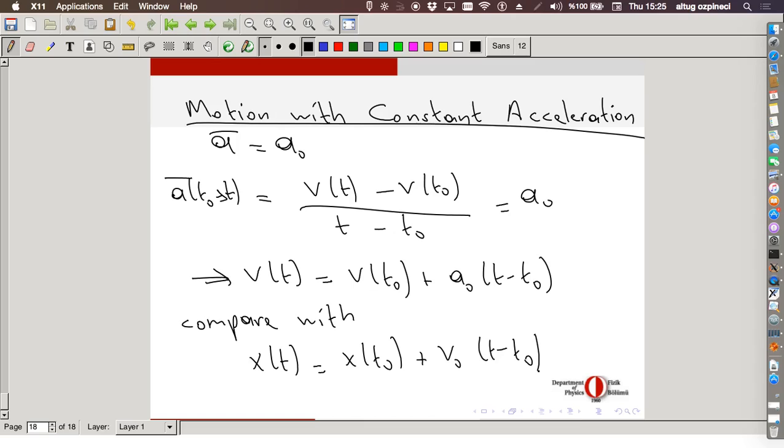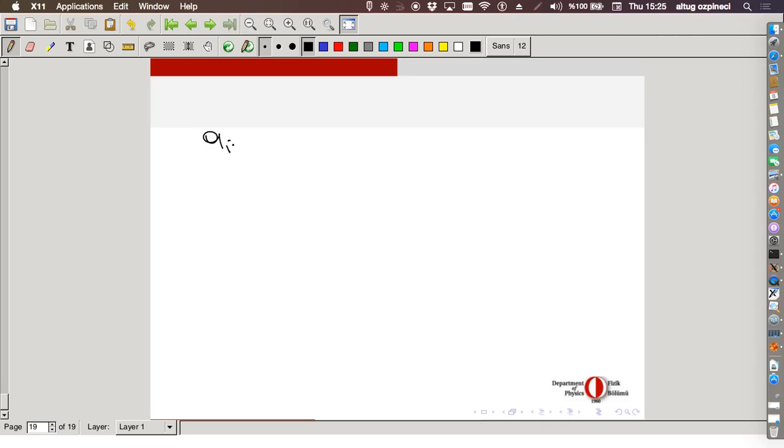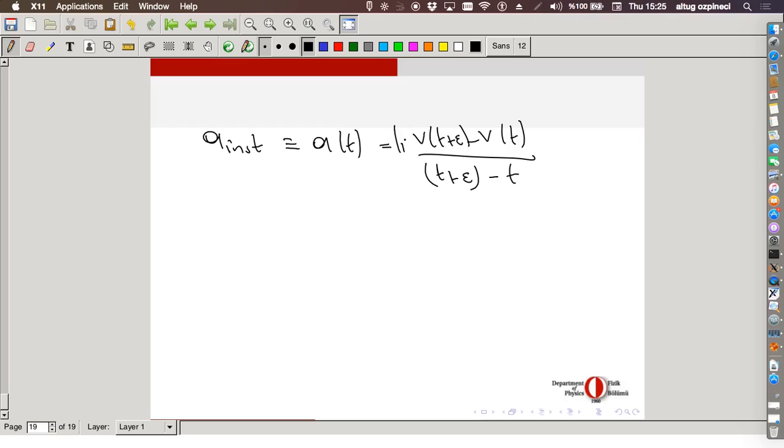Now of course we can define the instantaneous acceleration, or most of the time we will just denote it by a of t, the instantaneous acceleration at the time t. Again, we look at the velocity at the time t and the velocity at a time very close to t. You calculate the average between these two times and take the limit as the duration of this average goes to zero. This is how we define the instantaneous acceleration. And most of the time, whenever we say velocity, we will mean the instantaneous velocity, and whenever we say acceleration, we will mean the instantaneous acceleration.